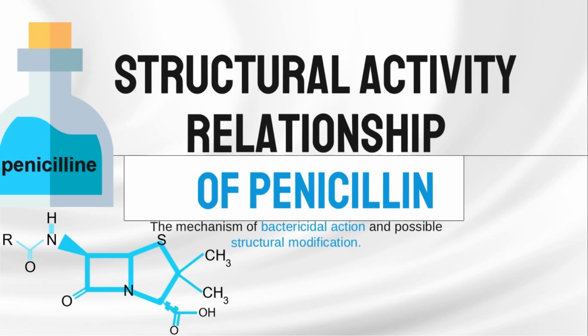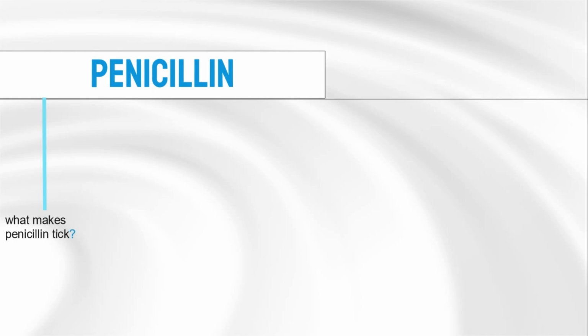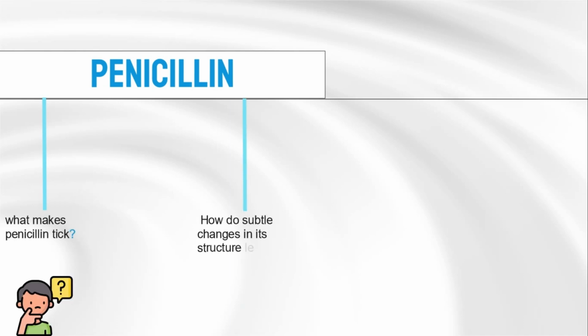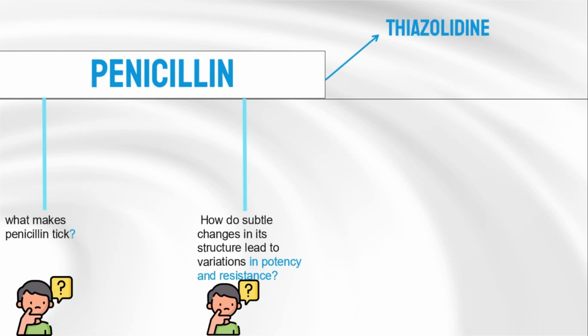formidable foe against infections. But what makes penicillin tick? How do subtle changes in its structure lead to variations in potency and resistance? From the thiazolidine ring to the side chains that can enhance its stability, every atom plays a crucial role in its function. Join us as we unravel the structure-activity relationship of penicillin, uncovering the secrets behind its success and the challenges it faces in the modern world of antibiotic resistance. Let's dive into the unique structure that makes this antibiotic a game-changer in medicine.